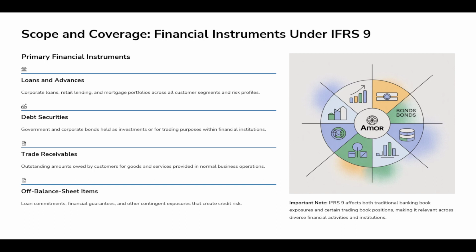IFRS 9 applies to a wide range of financial instruments, including loans and advances, corporate and retail lending, mortgages, government and corporate bonds, trade receivables, as well as off-balance sheet exposures like loan commitments and guarantees. This broad scope means IFRS 9 affects virtually every financial institution.